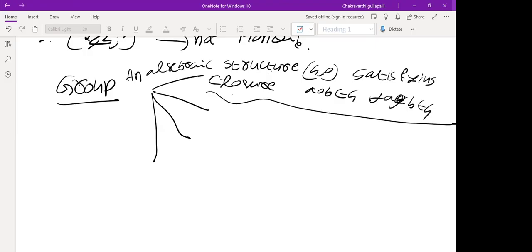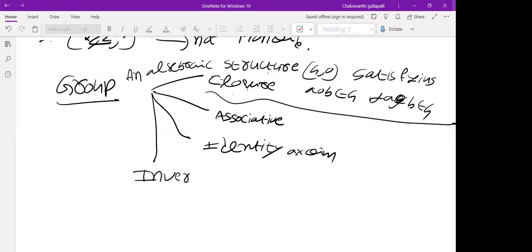If I say this is just a structure or a binary operation, then you have to define closure. Whenever you use the word structure, you have to define closure. If it is an algebraic structure, then you need not check closure. Automatically, every algebraic structure is closed. So you have to check only associativity and identity. One more axiom is the identity axiom, and one more is the special axiom, the inverse axiom.